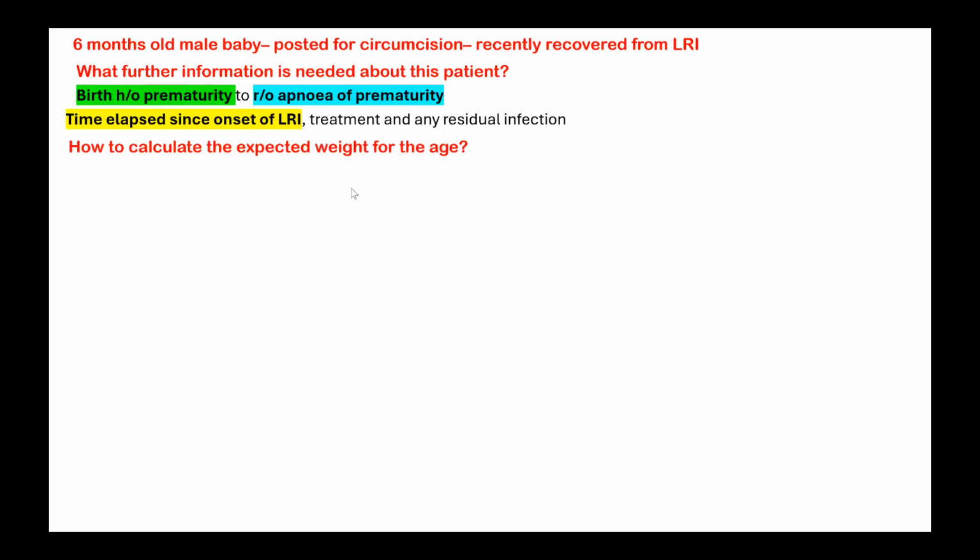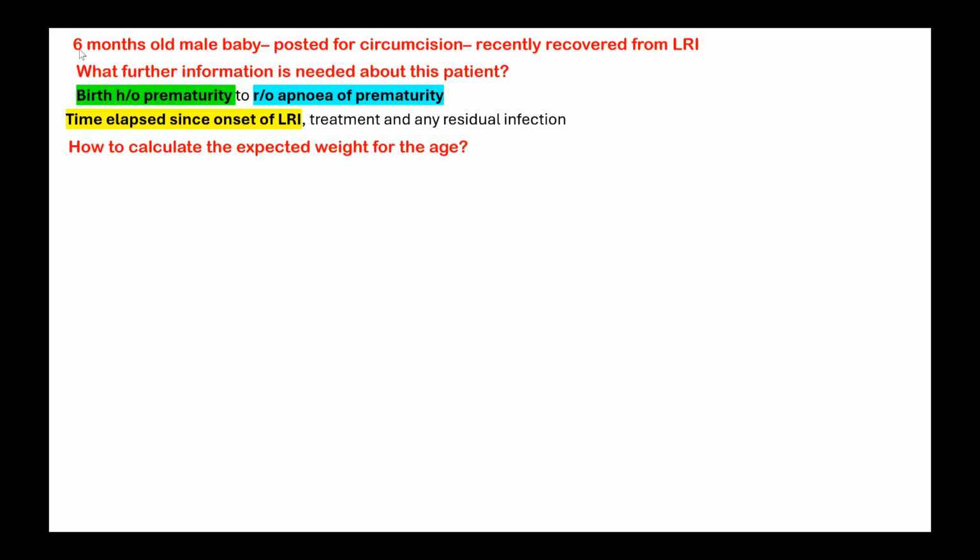How to calculate the expected weight for the age? Now this is a 6-month-old baby. What is the expected normal weight for this child? Age into 2 plus 8, sir. In which formula? Up to 1 year, it is all in months. Age will be only in months, isn't it? Yes, sir. Up to 1 year, it is the age in months plus 9 divided by 2. Okay, that is the formula to remember.